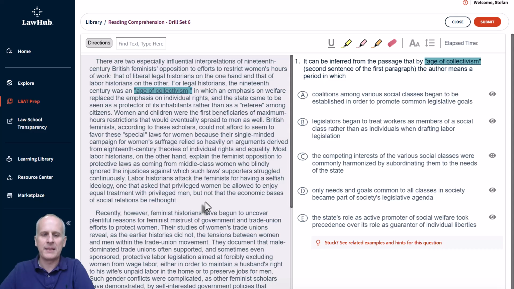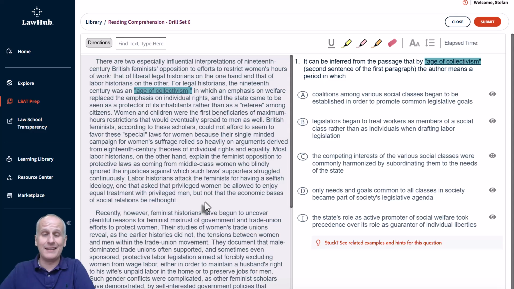and equality. Most labor historians, on the other hand, explain the feminist opposition to protective laws as coming from middle-class women who blindly ignored the injustices against which such laws' supporters struggled continuously. Labor historians attack the feminists for having a selfish ideology, one that asked that privileged women be allowed to enjoy equal treatment with privileged men, but not that the economic basis of social relations be rethought.